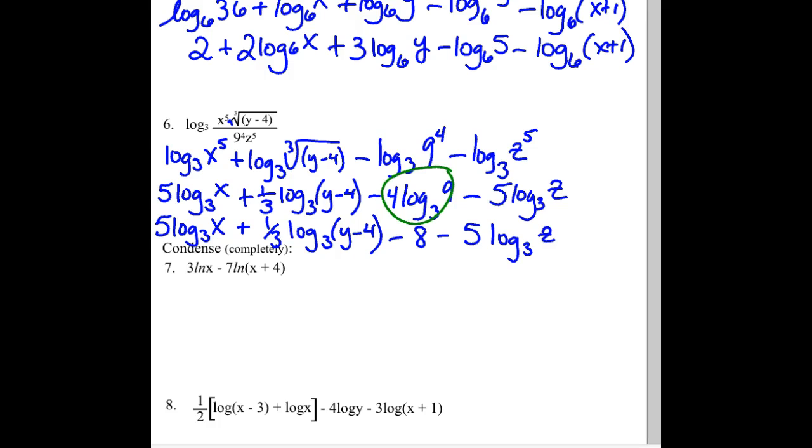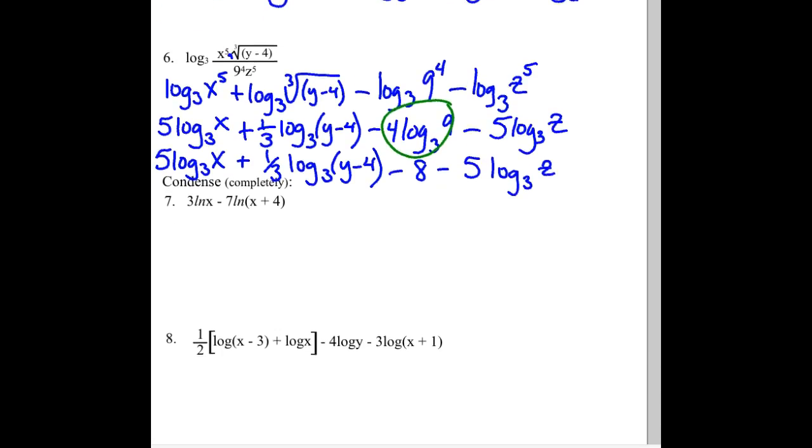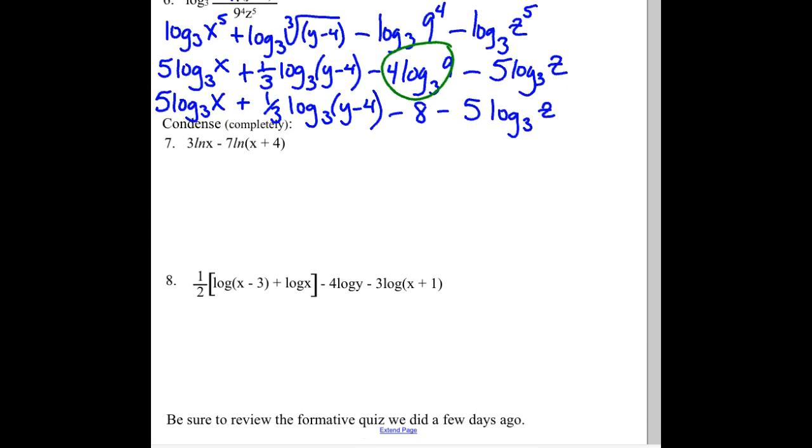All right, our next couple are just the reverse. Now we're asked to condense these. So any numbers that were moved to the front are going to get put back as powers. Anything subtraction is going to go back as division, and any addition between logs is going to go back as multiplication. So I see some powers here. I'm going to put the 3 back, and I'm going to put the 7 back.